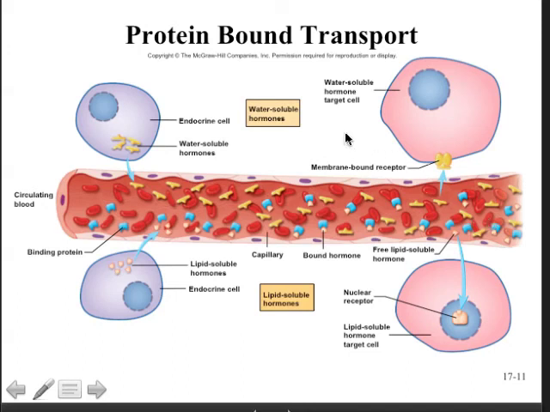Water-soluble hormones shown up top. The endocrine cell shoots the hormone directly into the bloodstream, and it simply travels to its target, okay, where it binds to a receptor on the membrane surface and triggers a response in that target cell.